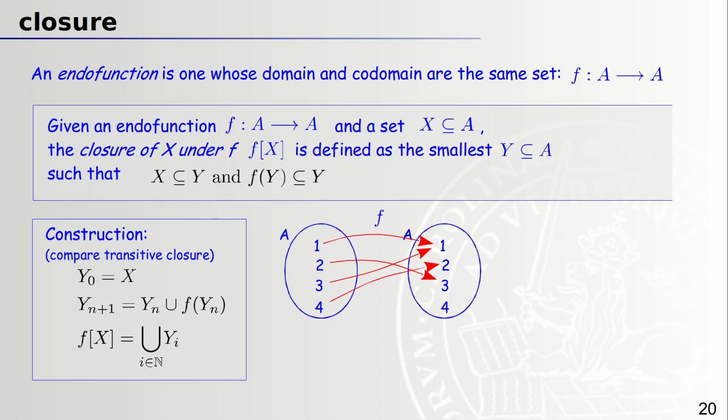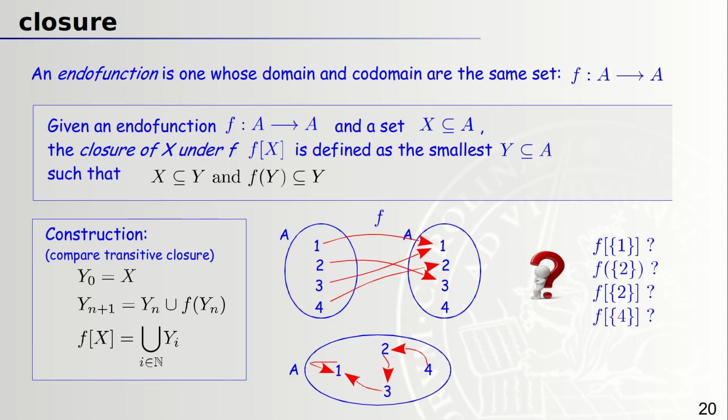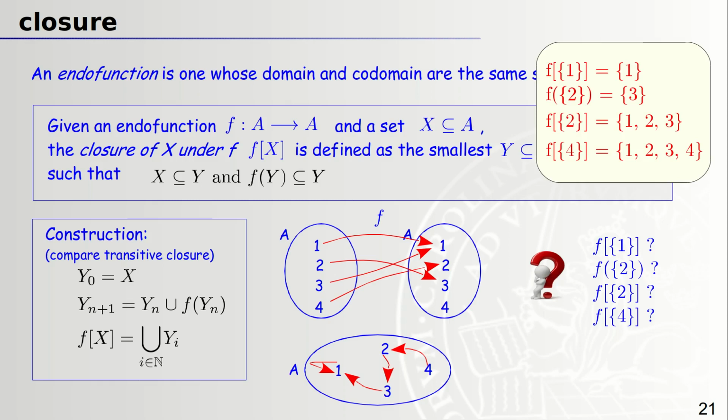This is a bubble diagram representation of our example function f. Since f is an endofunction, we can also drop the distinction between domain and codomain and represent it like this. With this, what are the values represented by these expressions? Take note of the kinds of brackets or parentheses used. And these are the answers.